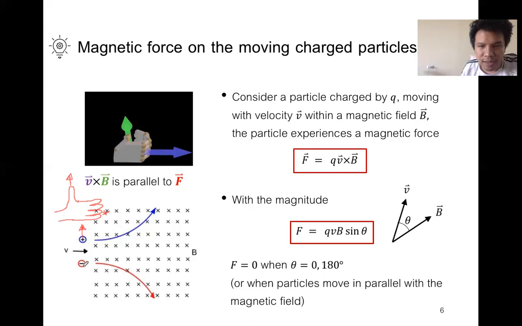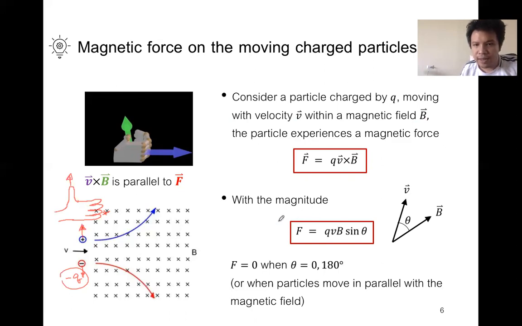But for the negative charge, things will be opposite, because we get the minus sign in front of the q, and so the direction of force F becomes opposite. In this picture, we see that if the negative charge moves to the right hand side, it will have the force coming down, opposite to the positive charge.